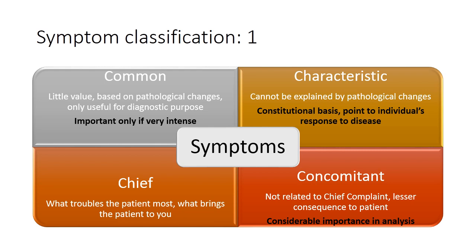So, a quick recap on this slide. Common symptoms are of little use to us. Characteristic symptoms point towards individuality. The chief symptom must be taken into consideration because that is what has brought the person to you, and concomitants of course are very important because they seem to have apparently no connection with the main complaint.